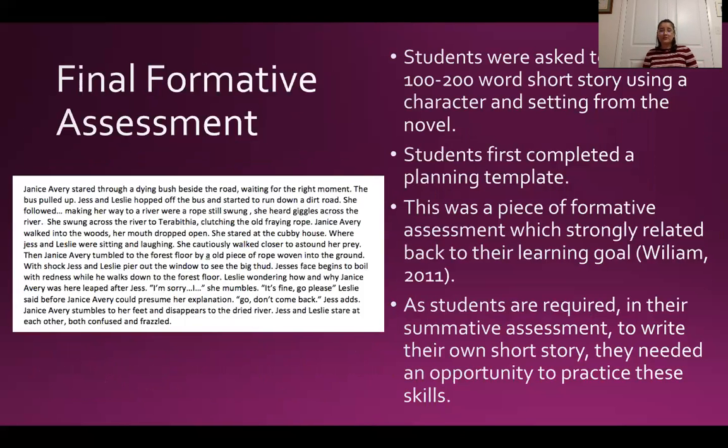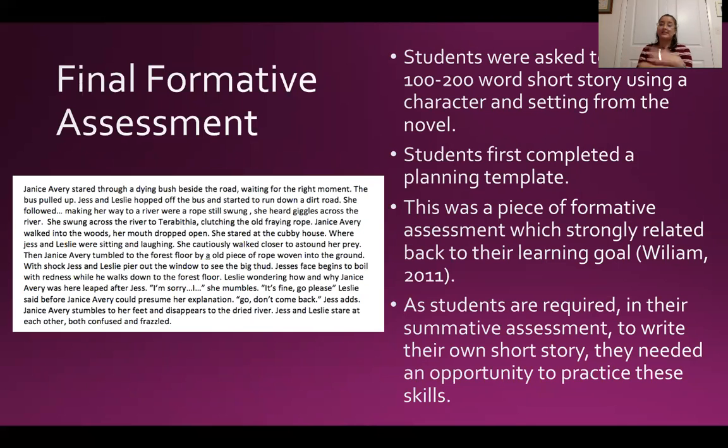Okay, so finally, the final formative assessment that I implemented was students having to write 100 to 200 words of a short story using a character from the novel and a setting from the novel that I gave them. I really wanted to implement this form of formative assessment because it really relates back to that learning goal, which the summative assessment requires them to do essentially this, but just more complex, longer, more word count. So I really wanted to give students the opportunity to practice these skills.